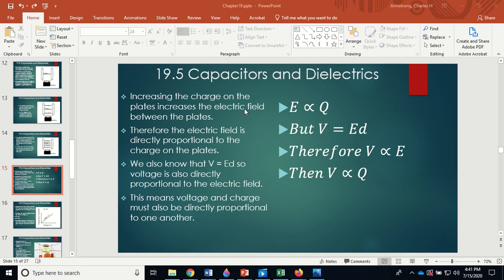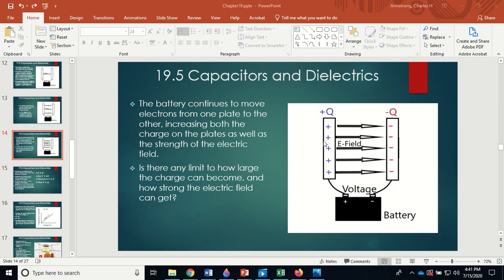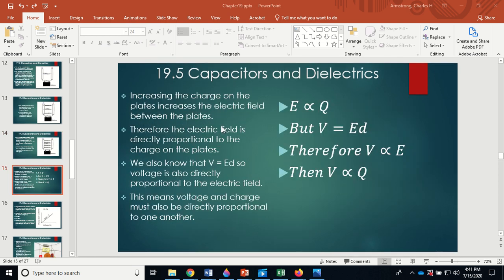So basically what we have here is a capacitor. Increasing the charge on the plates increases the electric field between the plates. Therefore, the electric field is directly proportional to the charge on the plates. We also know that the voltage equals the electric field times the distance between the plates. So voltage is also directly proportional to the electric field. This means the voltage and the charge must also be directly proportional to each other.